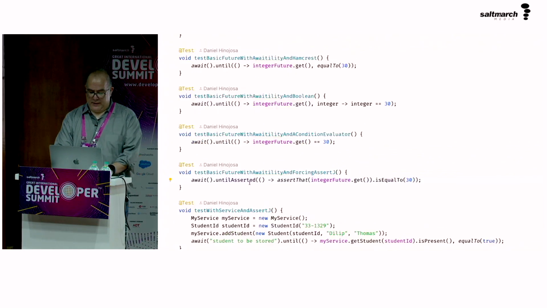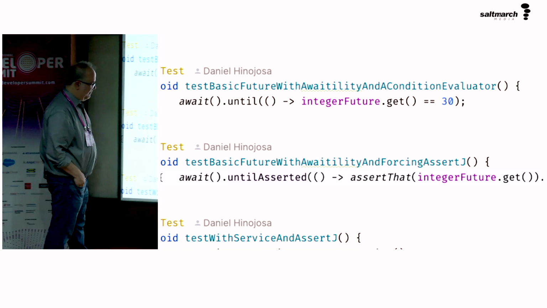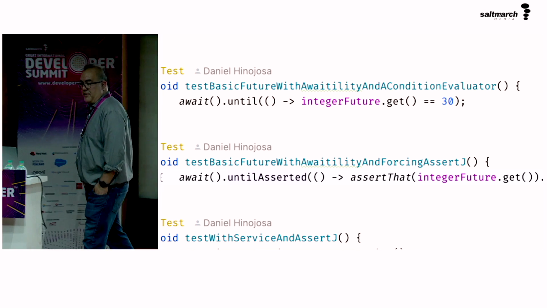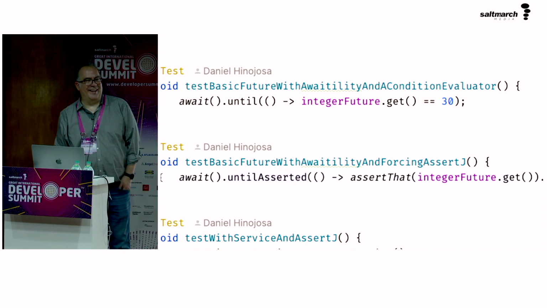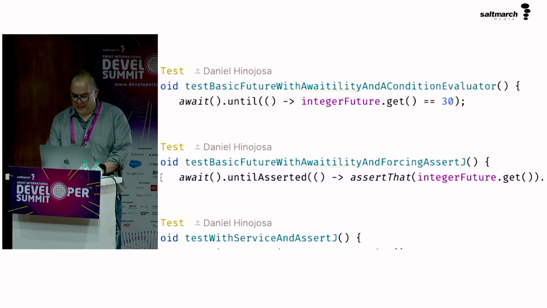I like AssertJ instead of Hamcrest. How many of you use Hamcrest as your assertion? How many of you use AssertJ? How many of you just use a regular JUnit one, where you just make that equal? I like AssertJ a lot more.